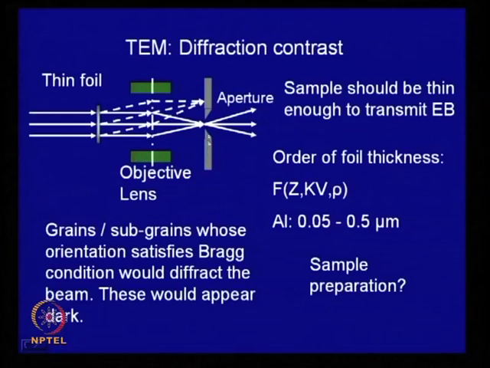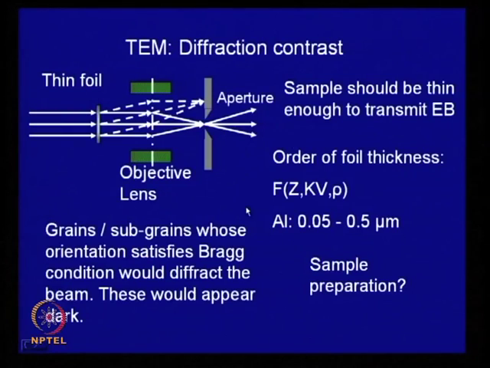Now, if you place an aperture over here, then you can block the diffracted beam. Then you get a contrast: this area will appear bright, whereas the areas from where most of these beams are getting diffracted will appear dark. So, the grains and subgrains whose orientation satisfies the Bragg condition will diffract and they will appear dark.